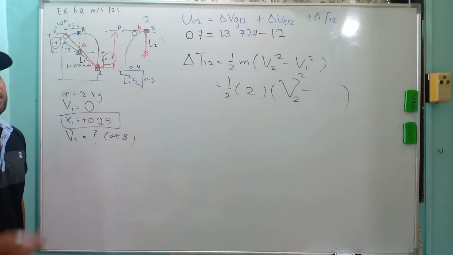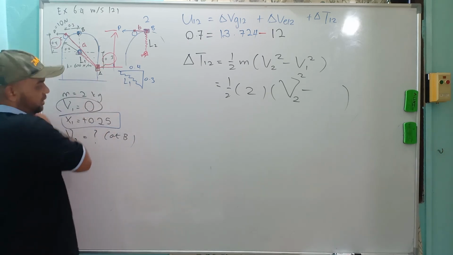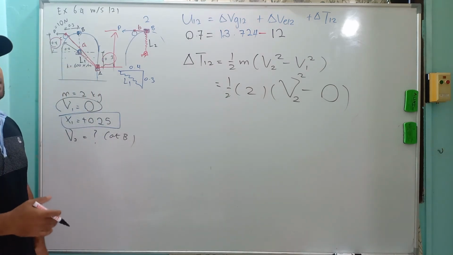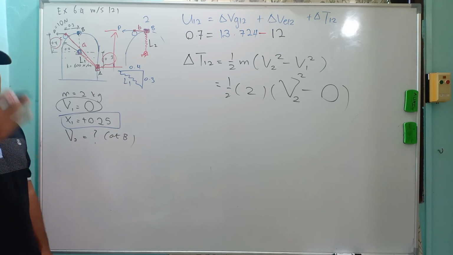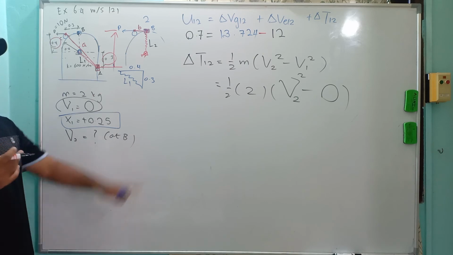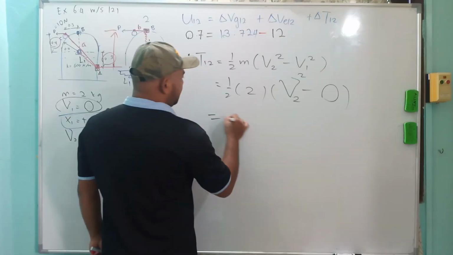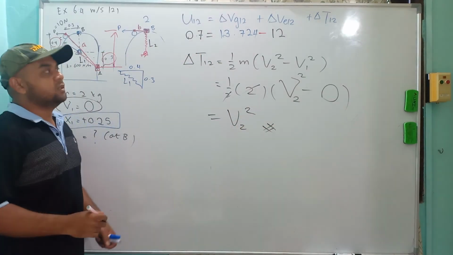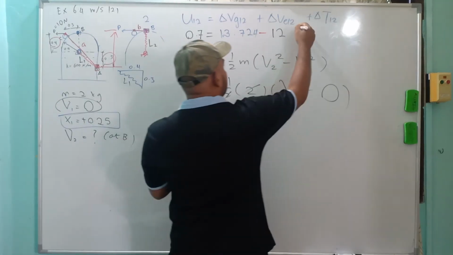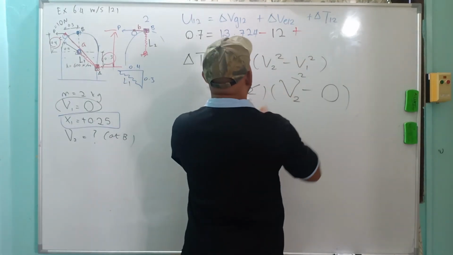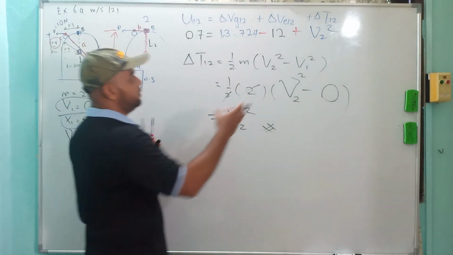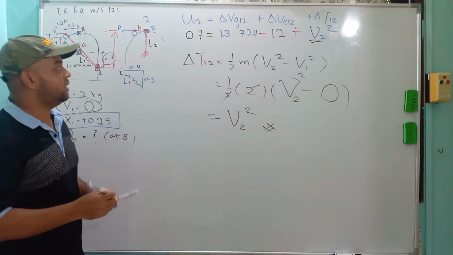What is V1? Start from rest. So V1 equal to 0. It will not be given to you directly, but from the sentence in the question, you have to find the information. Put it in the mathematical equation. So it becomes half, times 2, you have V2 squared. Now put it here, plus V2 squared. So notice from here you have one equation with only one unknown, V2 squared.